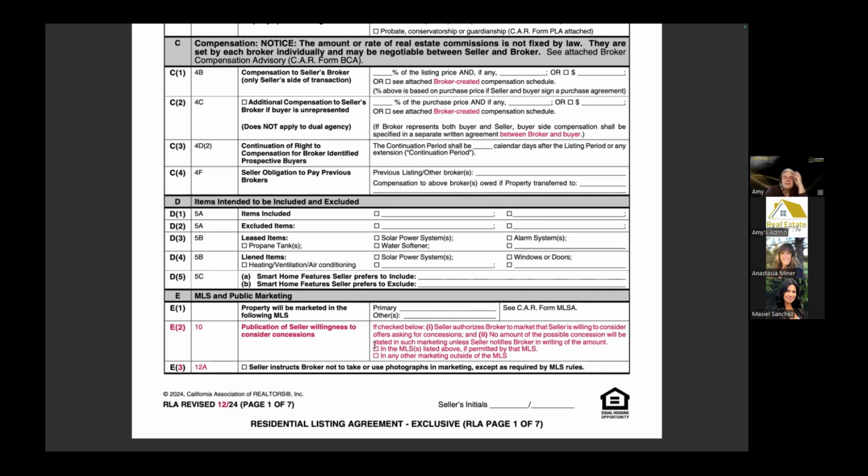Now, notice it says that the seller authorizes the broker to market that the seller is willing to consider offers asking for concessions, and no amount of the possible concession will be stated in such marketing. So unless we have it in writing from the seller, we're not going to say seller willing to pay 2% concessions. We're just going to put seller willing to pay concessions. Okay, so unless you have it in writing, the amount of concessions that the seller's willing to pay, and they want you to market that. Everybody make sense there on E2 of the listing grid?